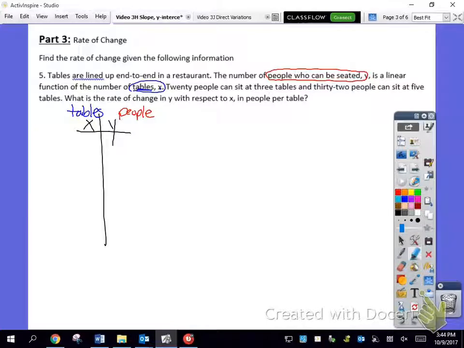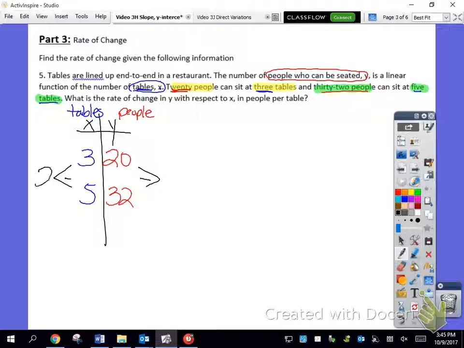Now I'm going to look and see if I see any pairings. 20 people can sit at 3 tables. So my people, 20, goes under the y column, and the tables, 3 tables, goes under the x. On the next one, 32 people sit at 5 tables. So there's a pairing. 32 people, since it's people, 32 goes under the y, and then 5 tables, 5 goes under the x. Now once you set up your ordered pairs, then you subtract.